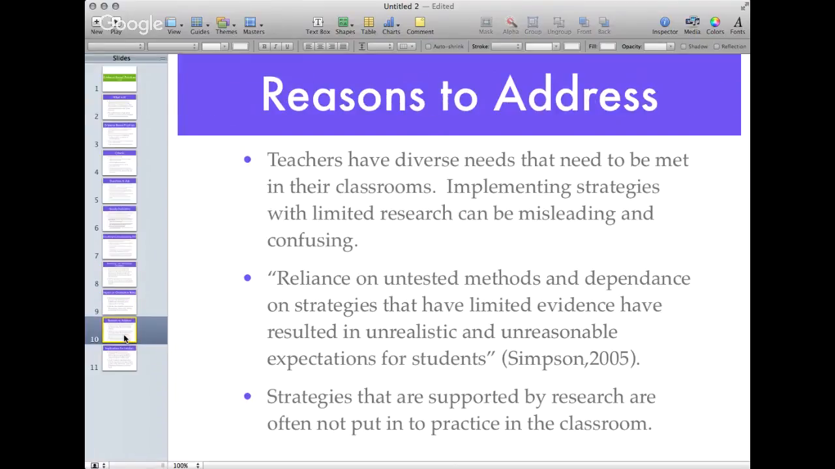The reasons to address this issue. Teachers have diverse needs that need to be met in their classrooms. Implementing strategies with limited research can be misleading and confusing. Reliance on untested methods and dependence on strategies that have limited evidence have resulted in unrealistic and unreasonable expectations for students. Strategies that are supported by research are often not put into practice in the classroom. So all these are reasons that teachers and administrators need to address the goal of having evidence-based practices in the classrooms.